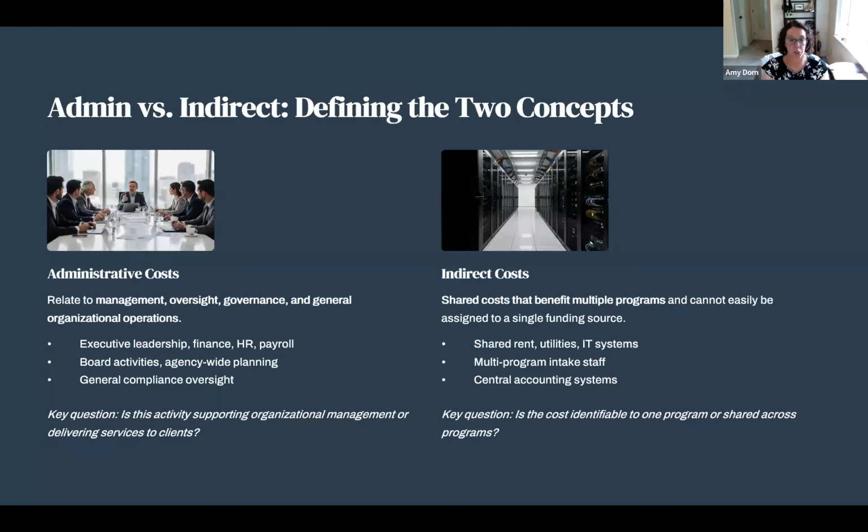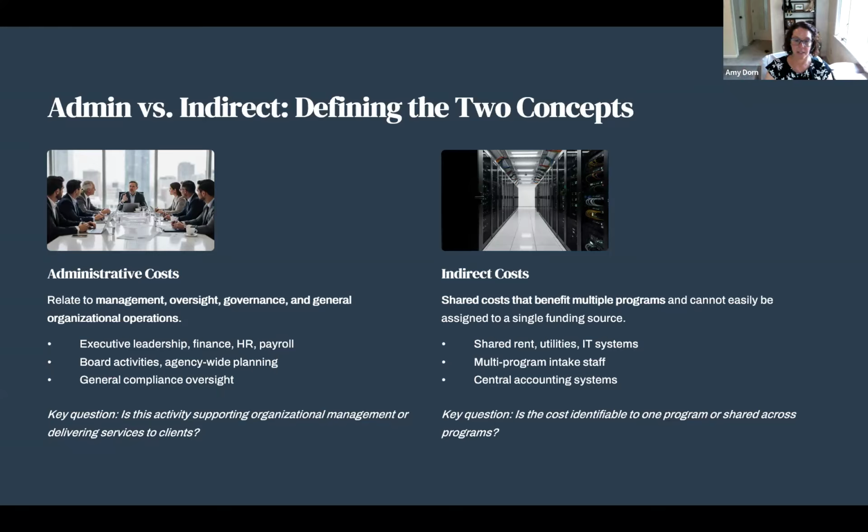You might have your receptionist. He or she can function as multi-program. They're not intake staff. The reception front desk person is not intake, but it's the same concept that they are seeing anybody no matter what program. And so they are an indirect because they're going to be assigned out.